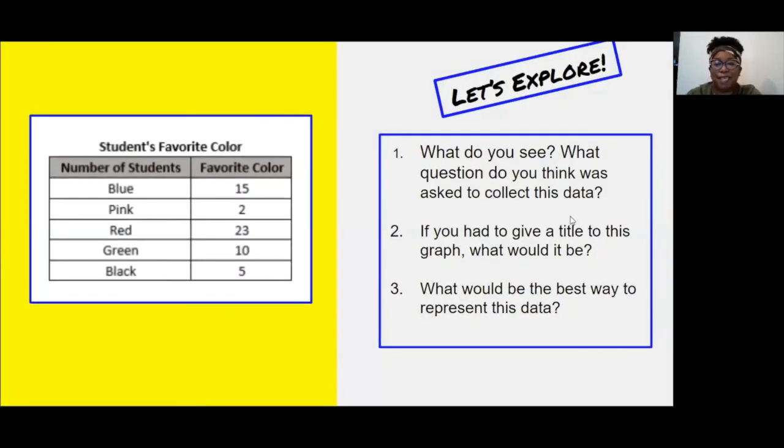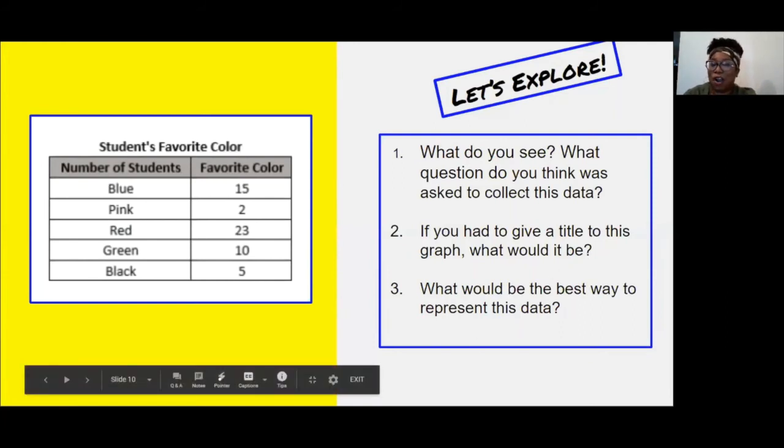What do you see? What question do you think was asked to collect this data? Yeah, real simple, right? Student's favorite color. The question probably was, what is your favorite color? If you had to give a title to this graph, what would it be? Simple again, right? Student's favorite color.